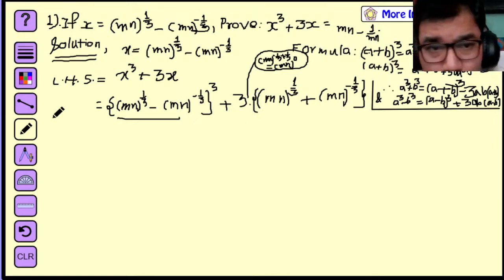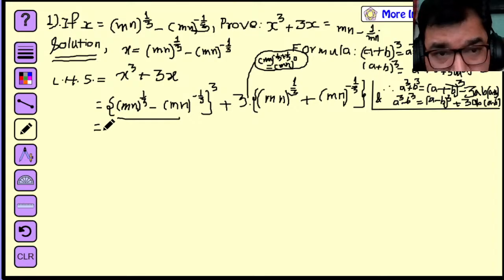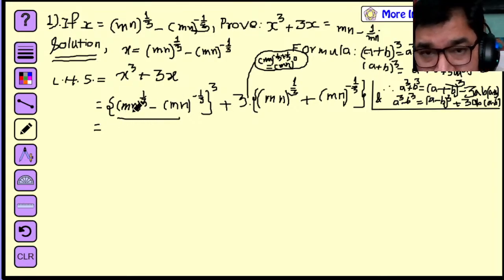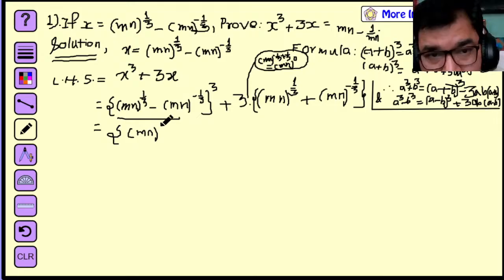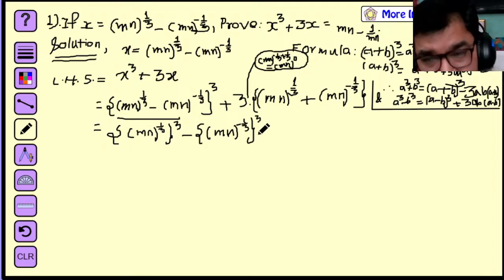Then what we can do here now, see, this is the formula of a cube minus b cube. Right here, what is a? A is m n whole power 1 by 3, and it will also be a cube. Like a cube and minus b cube. B, what is there? B is m n whole power minus 1 by 3, and it is also whole cube. Now, when you open this formula, what happens?